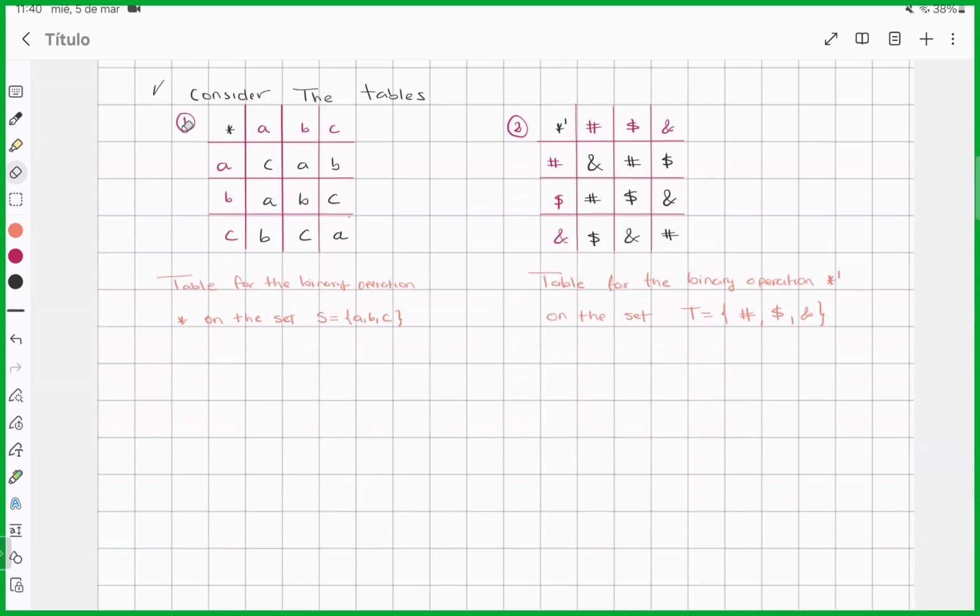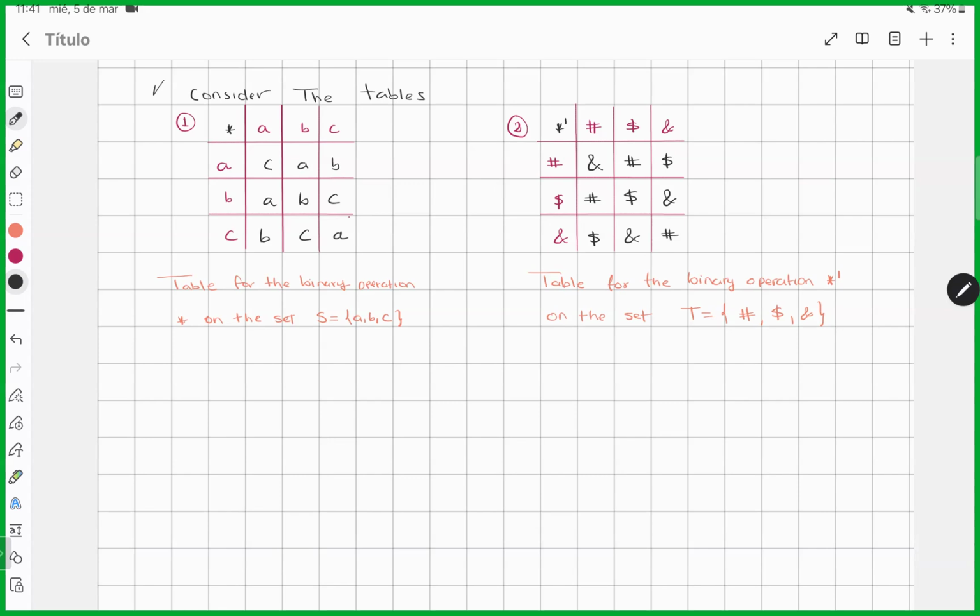Okay, here, table 1 is for the binary operation asterisk on the set whose elements are A, B, C. And table 2 is for the binary operation asterisk prime on the set whose elements are the number sign, the dollar sign, and ampersand. So, what we observe here is, if we replace all occurrences of A by the number sign, every B by the dollar sign, and every C by the ampersand, from table 1, we obtain exactly table 2.